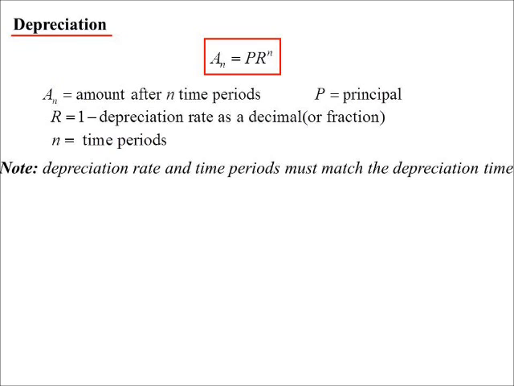Depreciation is exactly the same as compound interest. Look at that, the formula didn't change. The difference, of course, is the R, because now it's 1 minus, because the value is going down instead of the value going up. And that's the only difference. We subtract the depreciation rate instead of adding the interest rate. But everything else is identical.